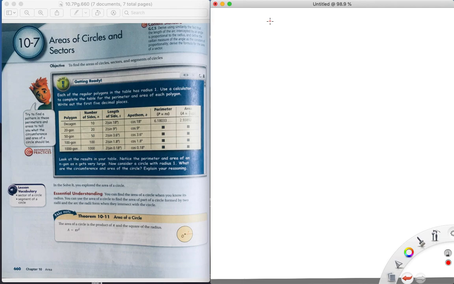Hello, everybody. This section is going to be Chapter 10, Section 7, dealing with areas of circles and sectors and segments. First thing that they give you is that the area of a circle is equal to pi r squared. R is your radius.